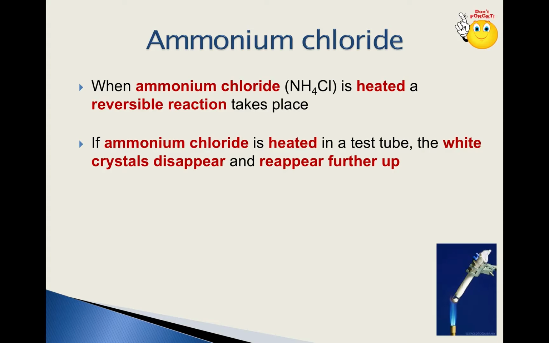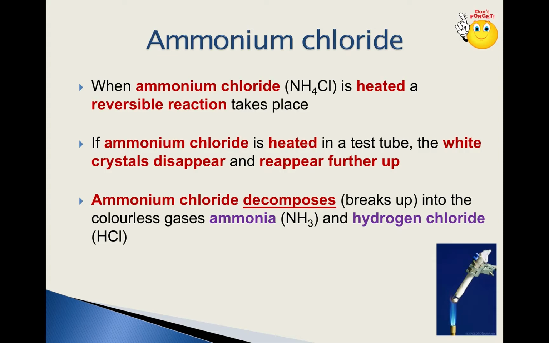That's why you've got the colourless gap between the white solid at the bottom and the white solid that's further up. If you look carefully, you'll see white solid, a gap, and then the white solid again. And what's happened is that the ammonium chloride has been heated, it disappears. We'll talk about why it disappears in a minute, and it reappears further up the tube. And what this shows us is that this reaction is reversible.